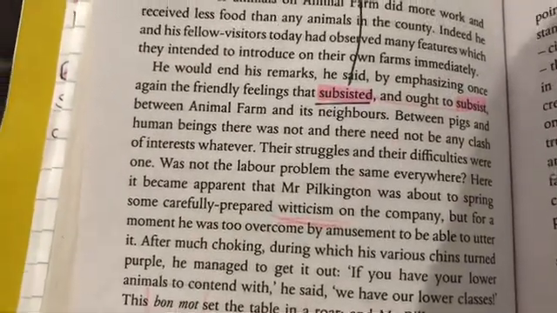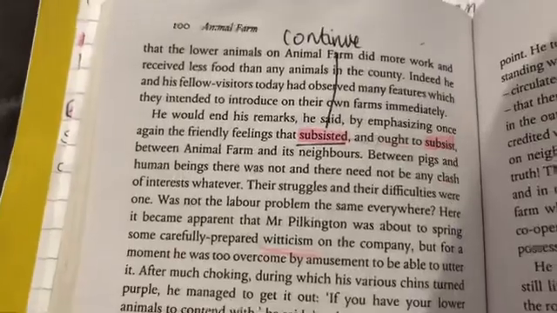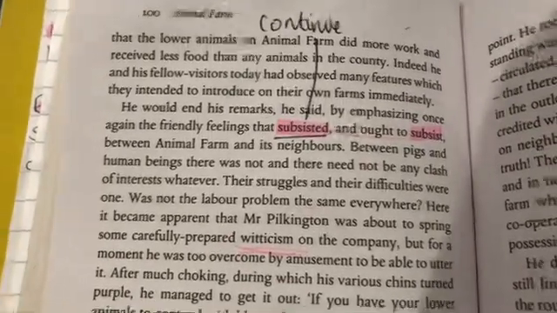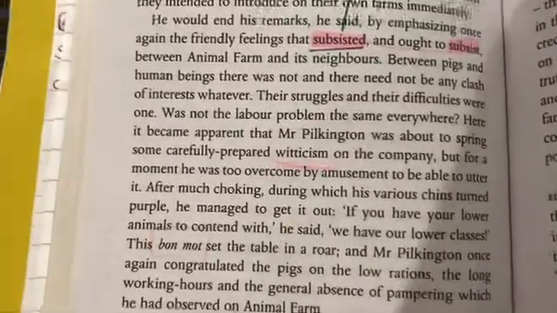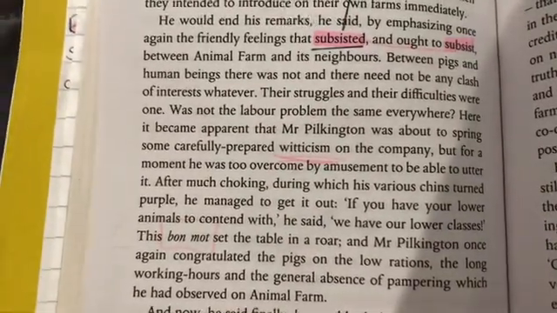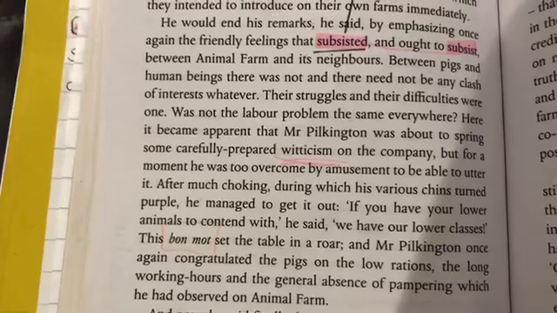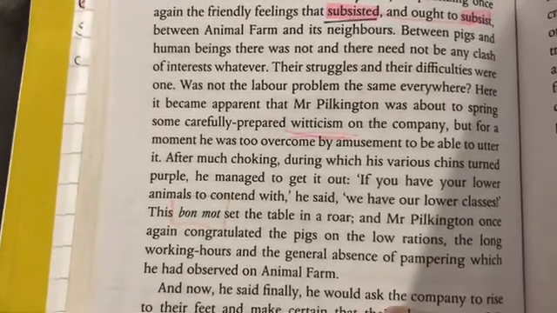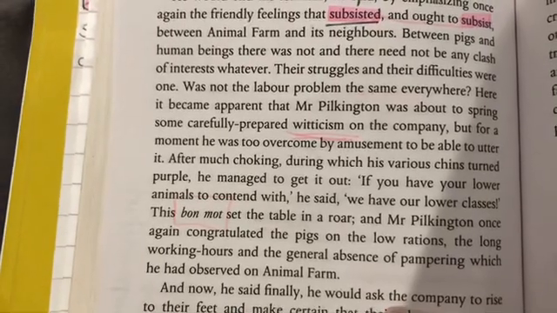He would end his remarks, he said, by emphasising once again the friendly feelings that subsisted and ought to subsist between Animal Farm and its neighbours. So continued. Between pigs and human beings, there was not and there need be any clash of interest whatsoever. Their struggles and their difficulties were one. Was not the labour problem the same everywhere?